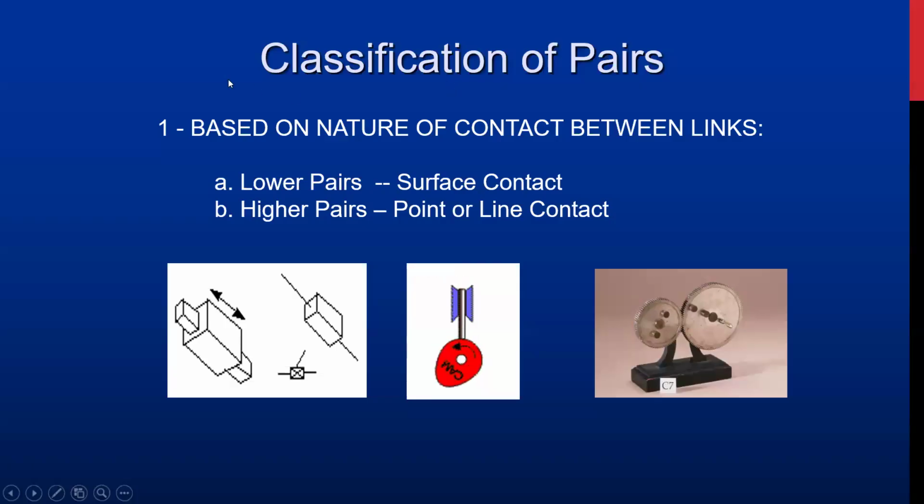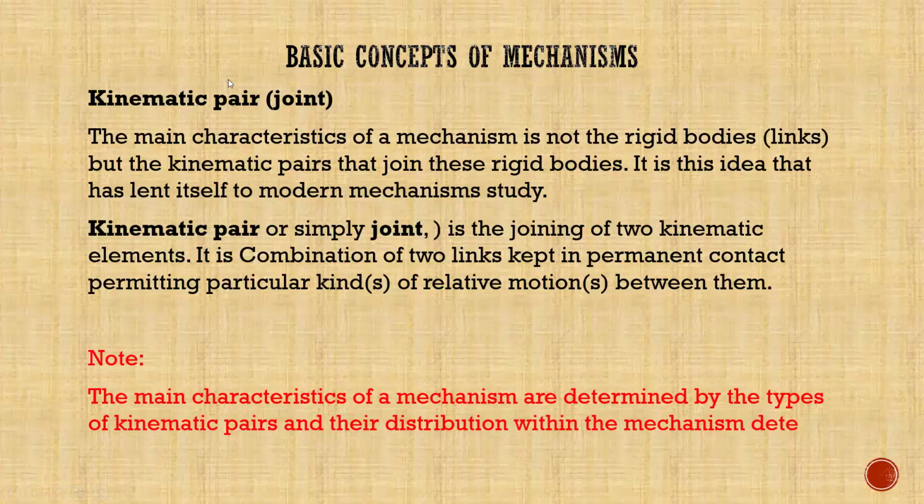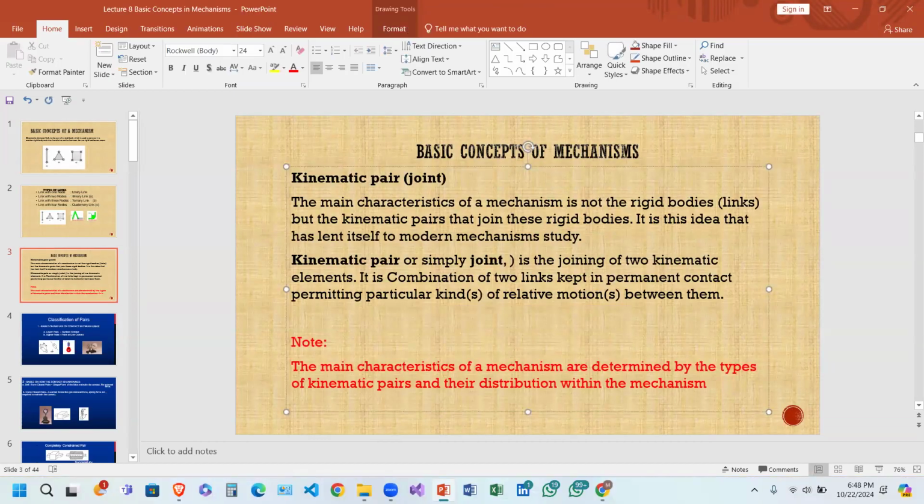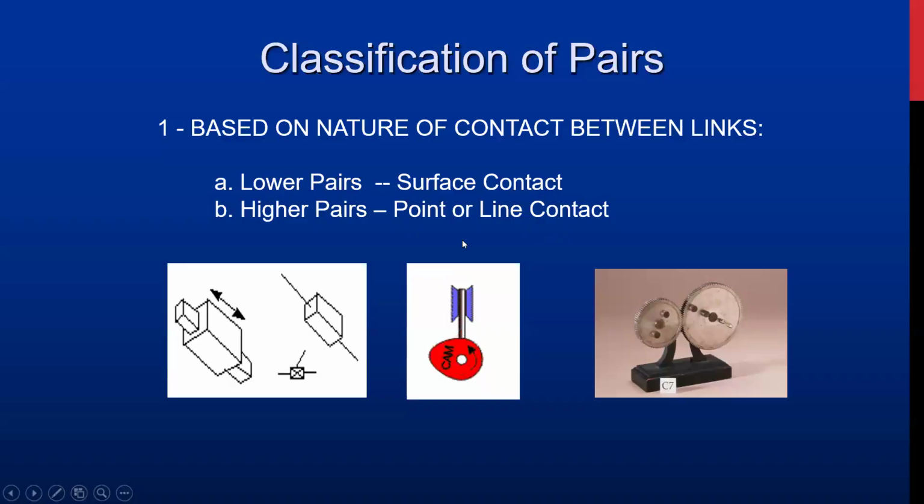Within the mechanism. So I need, first of all, to correct this. This is not supposed to be there. So that is something that I needed to correct, and let's continue. All right. So now let's look at classification of pairs. We've seen a kinematic pair. So now let's try to classify these pairs.